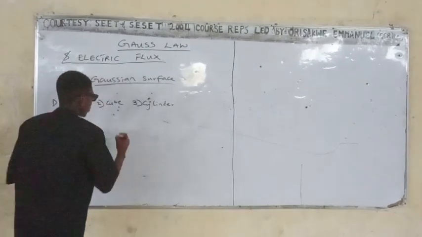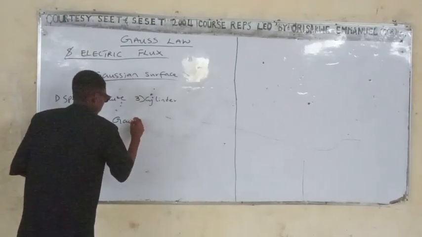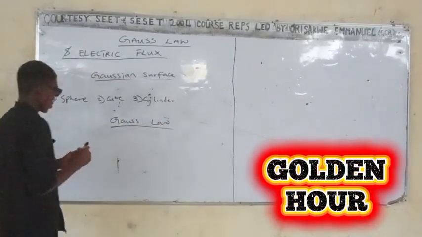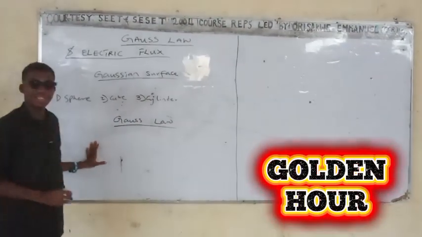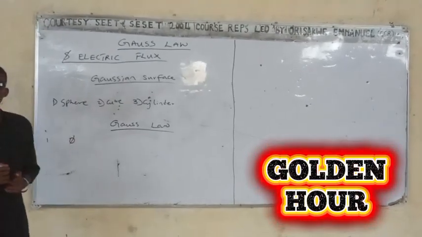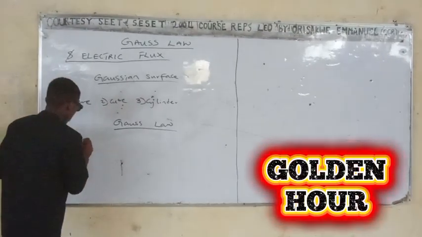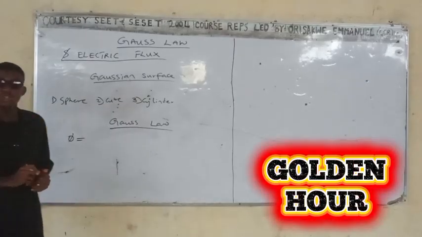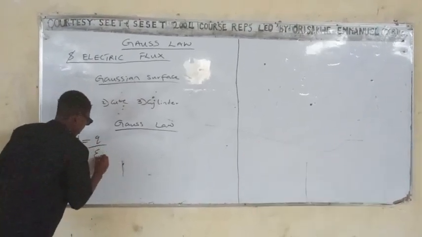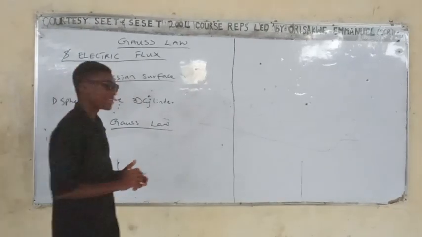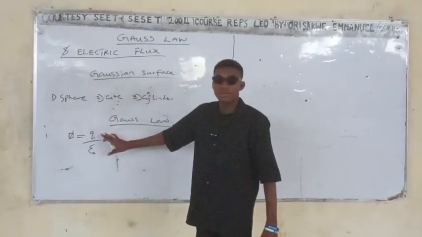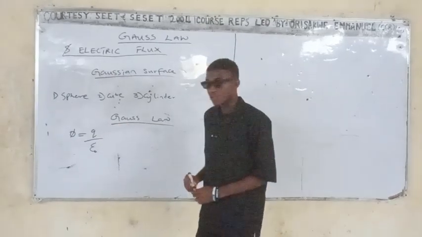Now, for the main man, Gauss law. Gauss law states that the total electric flux of a closed surface is equal to what? The total enclosed charge divided by the permittivity of free space. Physics is very, very easy. If you watch this formula here, you can state Gauss law.